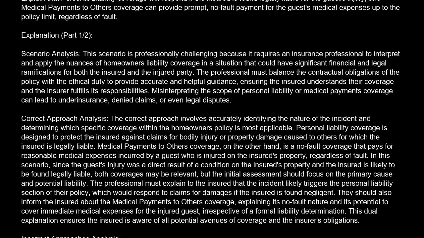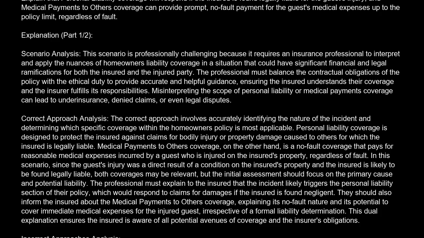The correct answer is B. Explain that personal liability coverage will respond if the insured is found legally liable for the guest's injury, and medical payments to others' coverage can provide prompt, no-fault payment for the guest's medical expenses up to the policy limit, regardless of fault. Explanation. Scenario analysis.